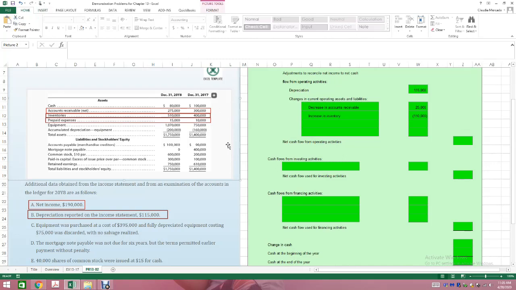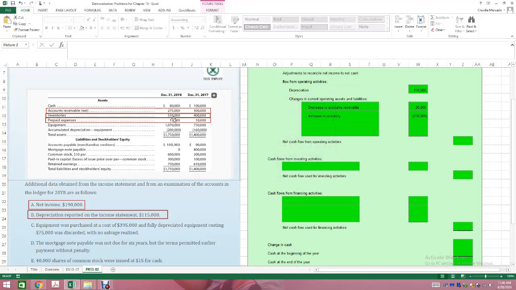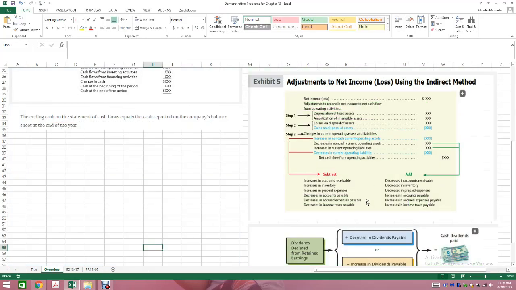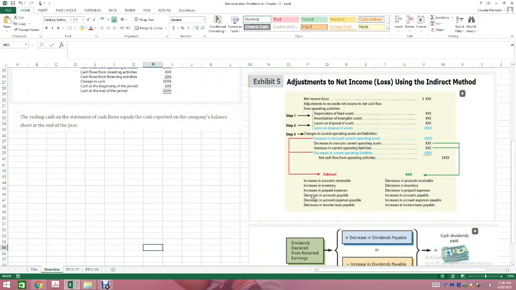So, prepaid, we went from 10 to 15. So 15,000 minus 10, that means that we had an increase of $5,000. So prepaid expenses increased by $5,000. If your prepaid expenses increase, you're going to subtract. Okay? So here we have an increase in prepaid expenses, and because we have an increase, we are going to subtract. According to the problem, increases in prepaid expenses are subtracted.